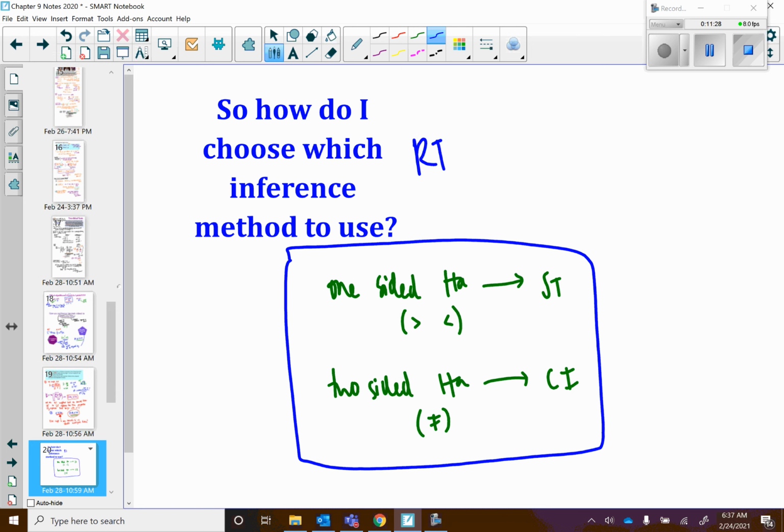Now, the other answer to this question, though, is for which inference method should I use? Read the problem, right? And figure out what they're asking. A lot of times there will be language in it that helps you discern which method to use. If it's investigating a claim, they might use that word. If they want you to show that there's convincing evidence, that would mean significance test as well. If they give you a confidence level, that's going to mean confidence interval. We'll go through more of this as we continue this semester, but you technically now have two different choices for inference methods.